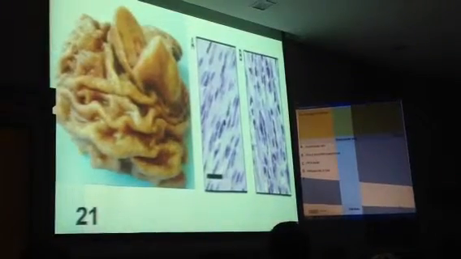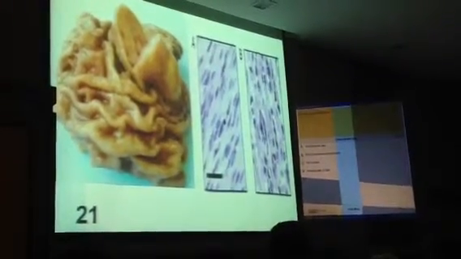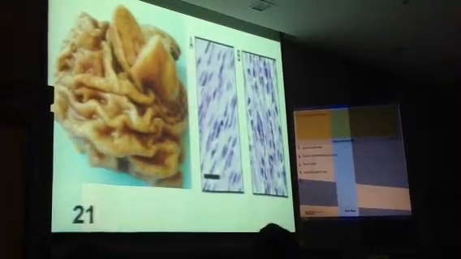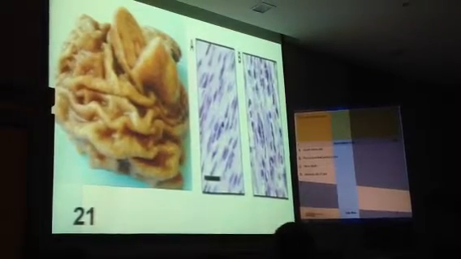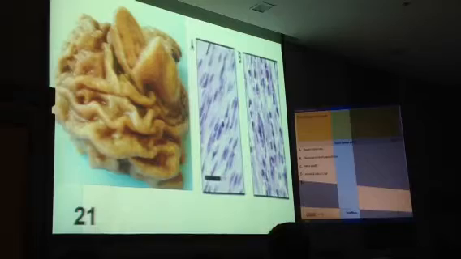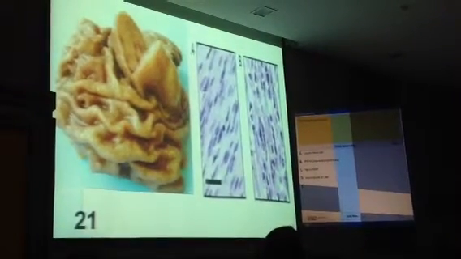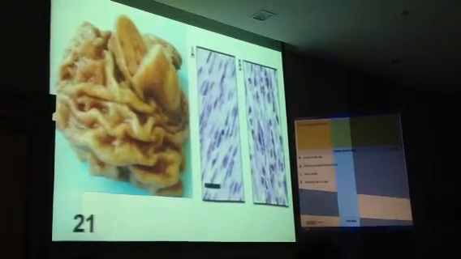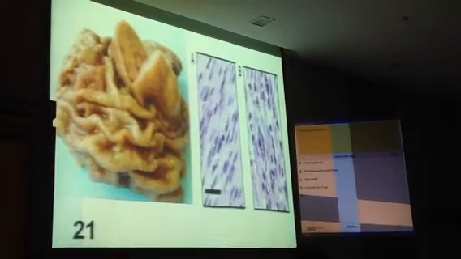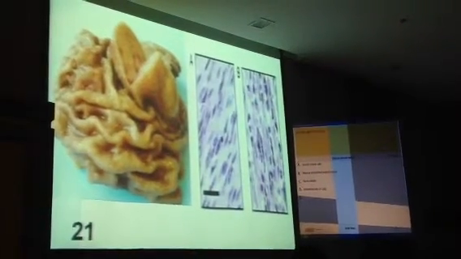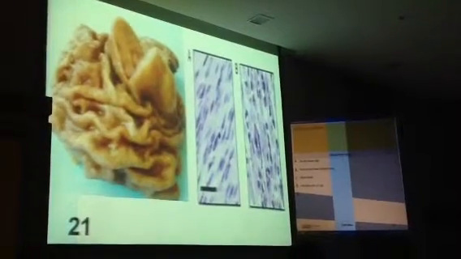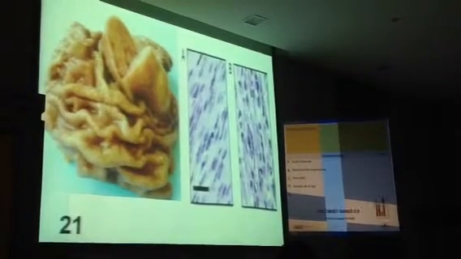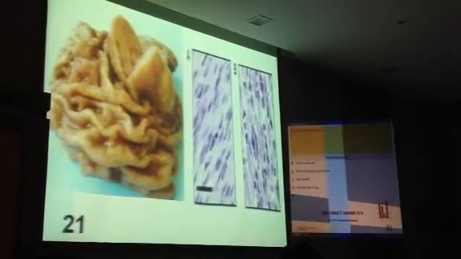Okay, next, number 21. The cell origin of this tumor, is it smooth muscle? Is it mucosa-associated lymphoid tissue? Is it nerve sheath? Or is it interstitial cells of Cajal? Okay, so first, what is this?